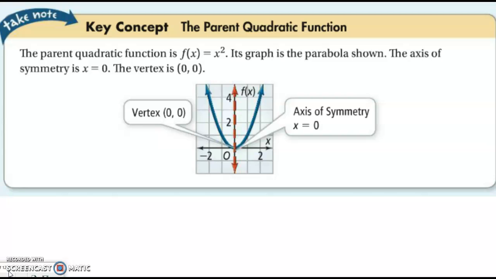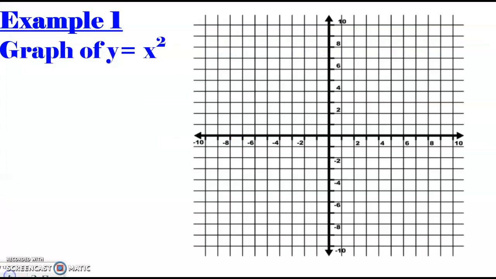A parent function is the most basic function. So f of x, which remember is just the same thing as y, equals x squared is the parabola. That shape there is called a parabola. The axis of symmetry would be x equals 0. The vertex there is 0, 0. So that's the most basic form of a quadratic called the parent function.